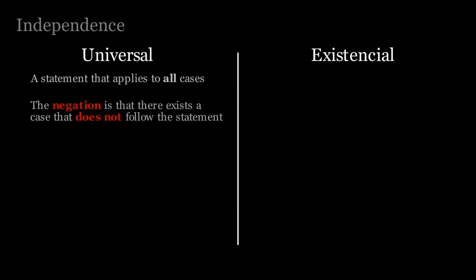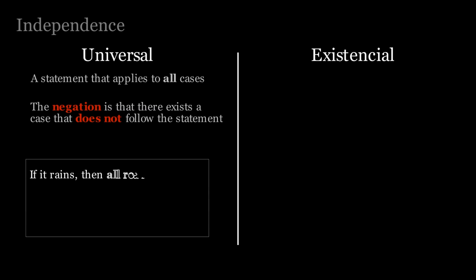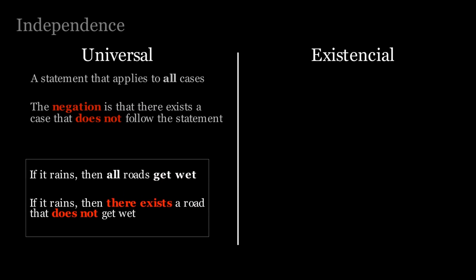Universal statements apply to all cases, hence its name. To negate universals, we say that there exists something that does not follow the original statement. Let's look at the statement, "If it rains, then all roads get wet." This is a universal because it is talking about every road. Now the negation of the statement would be, "If it rains, then there exists a road that does not get wet."